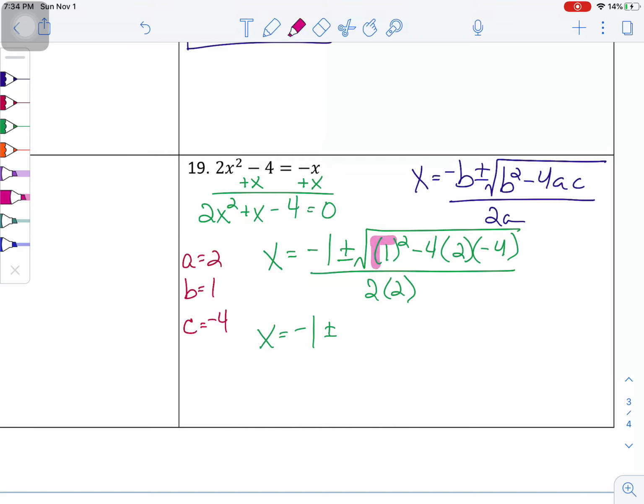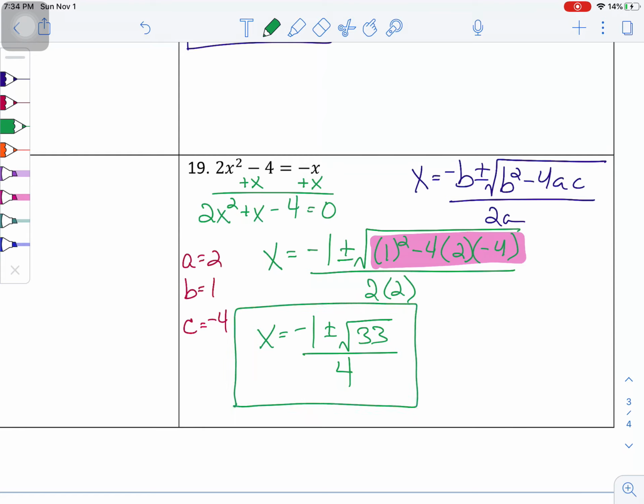So in my calculator, I'm going to put all of this that's underneath the root without actually including the root. Into my calculator, I'm going to put 1 squared minus 4 times 2 times negative 4. And my handy dandy calculator gives me the answer of 33. So the square root of 33 all over 2 times 2 is 4. Now, if I try to take the square root of 33, I end up with 5.7 and a whole bunch of decimal places after it. There's nothing in this problem that tells me I need my decimal answers, so I'm officially done right here for problem number 19.